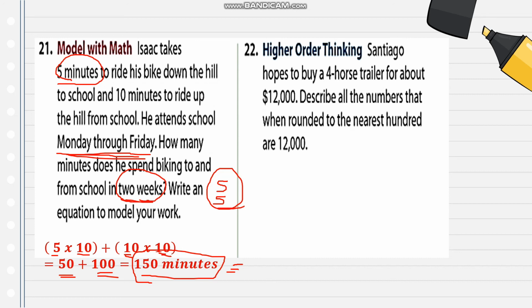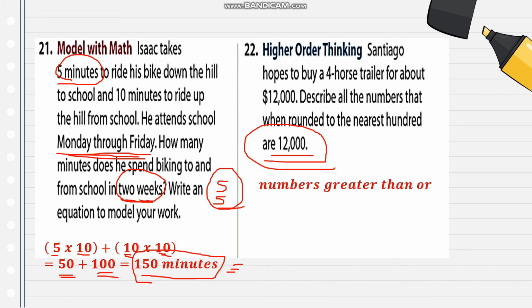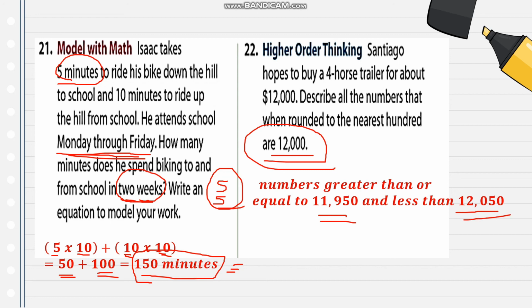Number 22. Santiago hopes to buy a 4-horse trailer for about $12,000. Describe all the numbers that when rounded to the nearest hundred are 12,000. So, what are the numbers that when we round to the nearest hundred, that is equivalent to 12,000? So these are the numbers greater than or equal to 11,950 and less than 12,050.